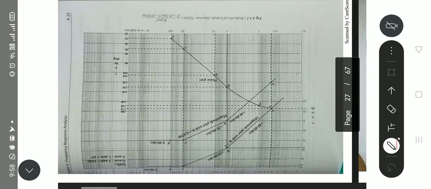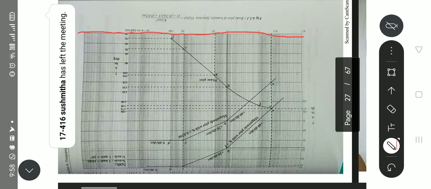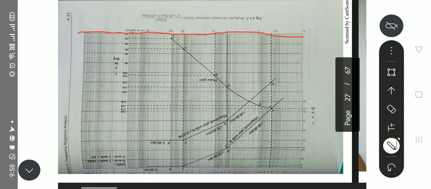Okay, in this column I am taking the corner frequencies: 0.1, 0.5, 1, 5, 10, 50, 100. Like that you have to take the corner frequencies. First of all, represent the corner frequencies in this semi-log graph sheet.